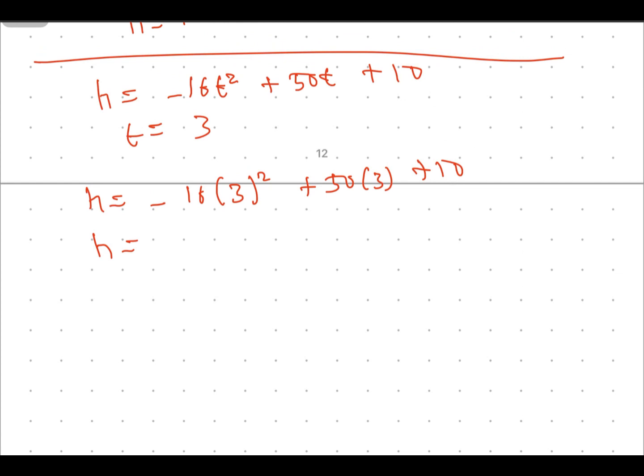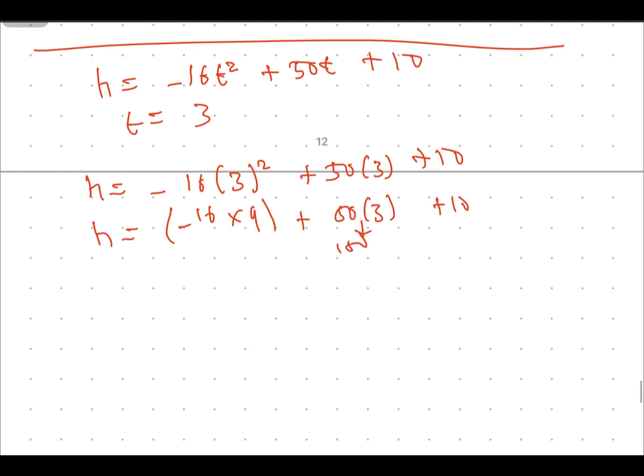3 squared will give us 3 times 3, which is 9. So negative 16 times 9, and then plus 50 times 3, which is 150, and then plus 10. At the end of the day, we get h equal to 16 feet. That's h of 3, which is equal to 16 feet.